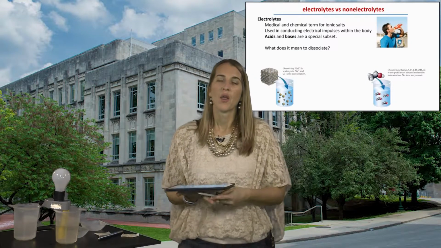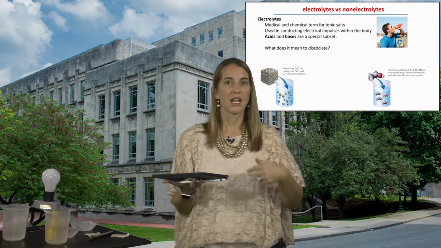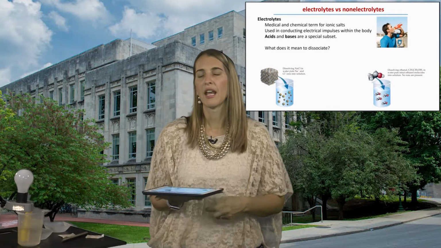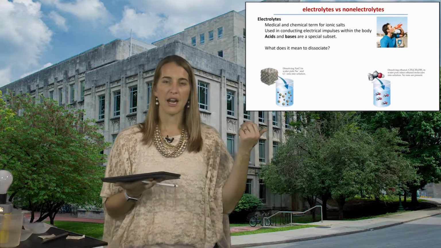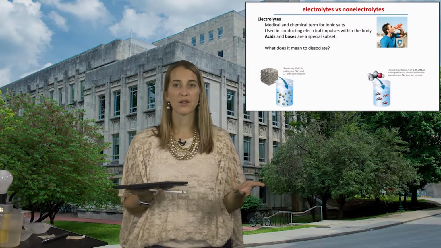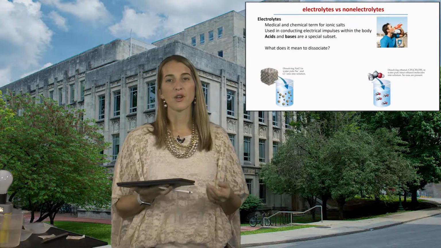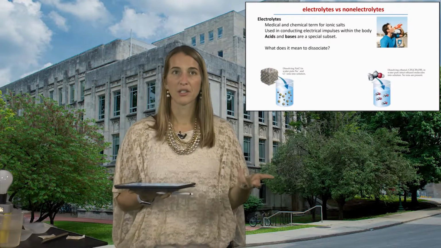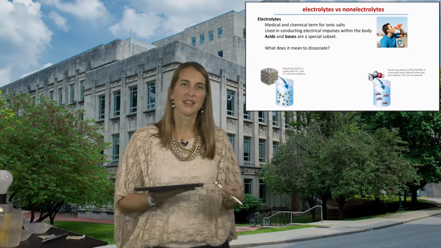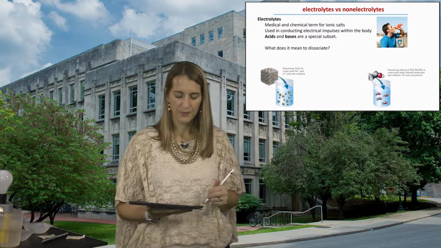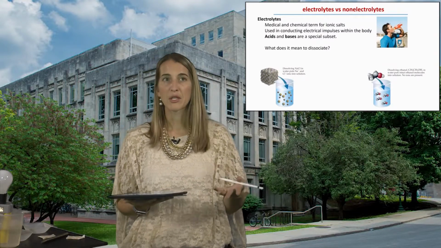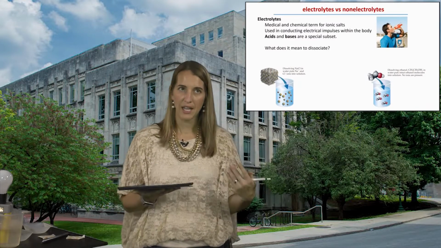There is a difference between the salt and the sugar. The salt, we would call an electrolyte. Electrolyte is just a medical chemical term for ionic salts. You've probably heard of sports drinks and making sure after you do a lot of exercise that you replenish your electrolytes. So electrolytes are important. They're used in conducting electrical impulses. And acids and bases, which we're going to be talking about this chapter, are a set of electrolytes.